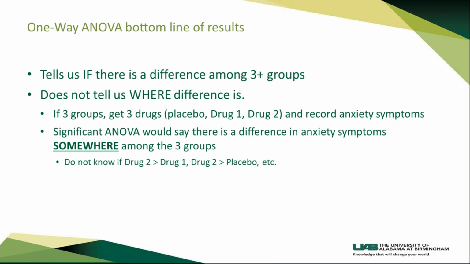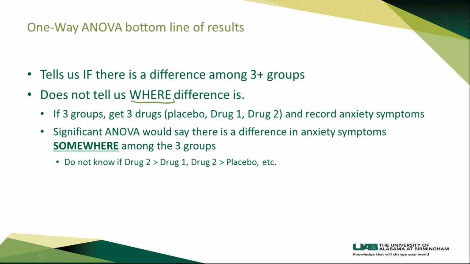So the bottom line here, the take home, is that if we do find a significant ANOVA, like in really both examples we just did, it tells us if there's a difference among the three groups. There is some difference among some of these groups. The problem is we don't know where. We only know if. So if we have three groups that got three drugs, placebo, drug 1, drug 2, we had recorded their anxiety symptoms after these drugs, and then we ran a one-way ANOVA.